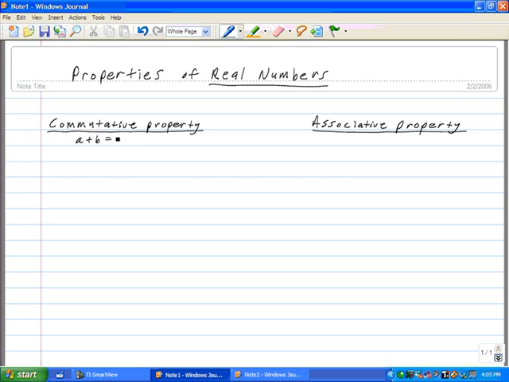Now, our first group of properties are the commutative properties. Our commutative property for addition says that A plus B is always equal to B plus A. Now this tells us, for example, that 5 plus 3 is the same thing as 3 plus 5. But actually even more useful than that is to say something like x plus 2 is equal to 2 plus x. You can write that in either order, and it doesn't make any difference.